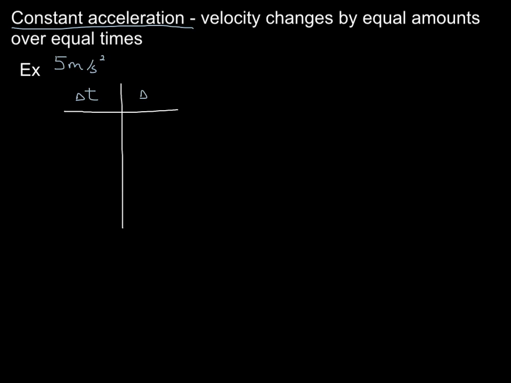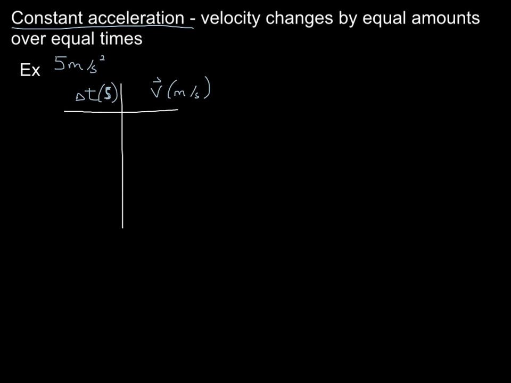If my acceleration is 5 meters per second squared, what I could say then is, if I was to build a little time versus velocity chart, where velocity is measured in meters per second and time is measured in seconds.